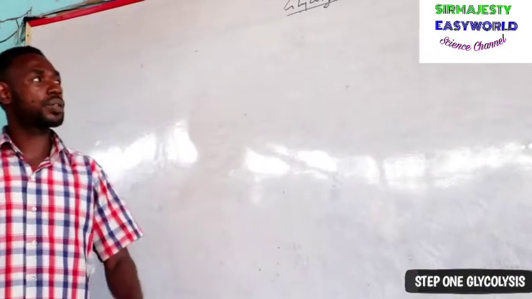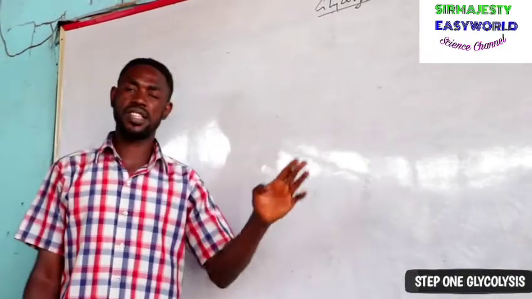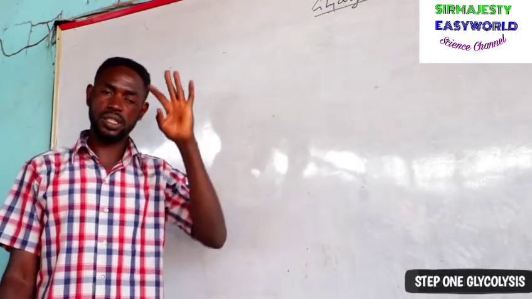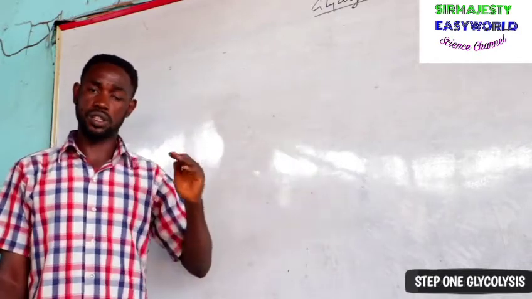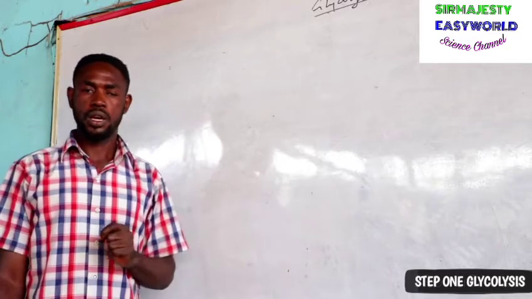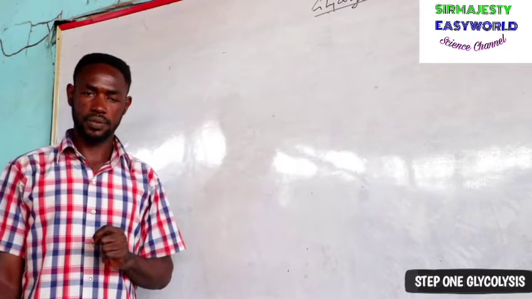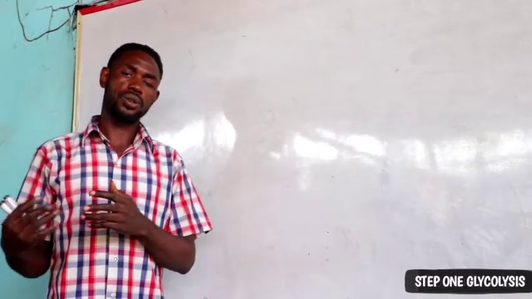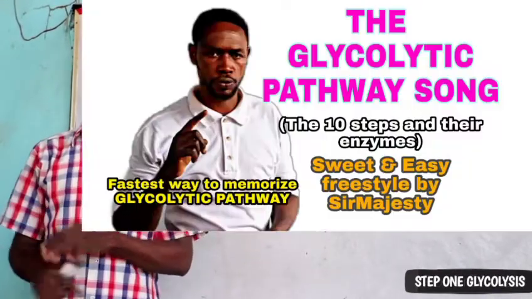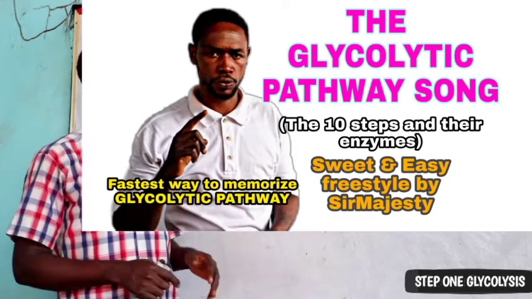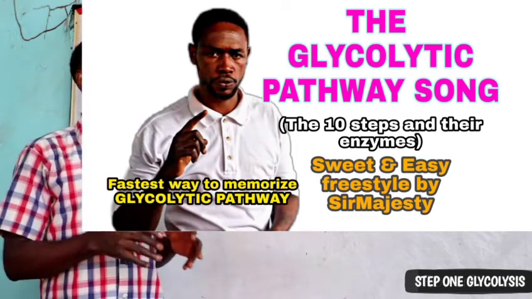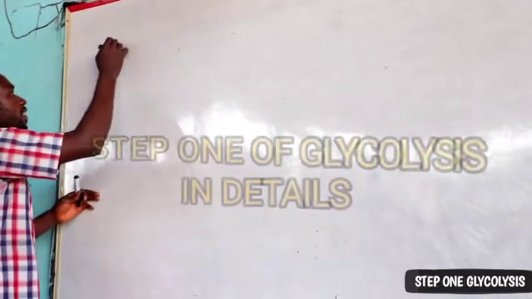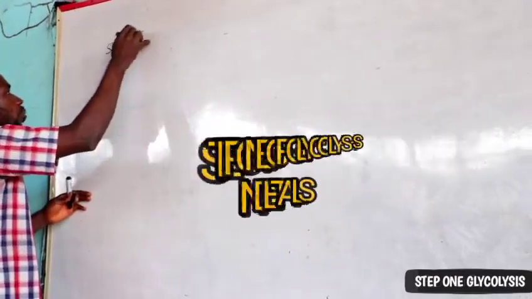Okay, we will see now the glycolytic pathway, the 10-step reaction in glycolysis, step by step. We will take step 1 and discuss it in details, step 2 in details until the last step. It will help you, you cannot fail again. So I hope you have listened to the summary of the glycolytic pathway and also the song that I gave you that will enable you understand it. So let us now see how these things are explained. So first step, step 1.